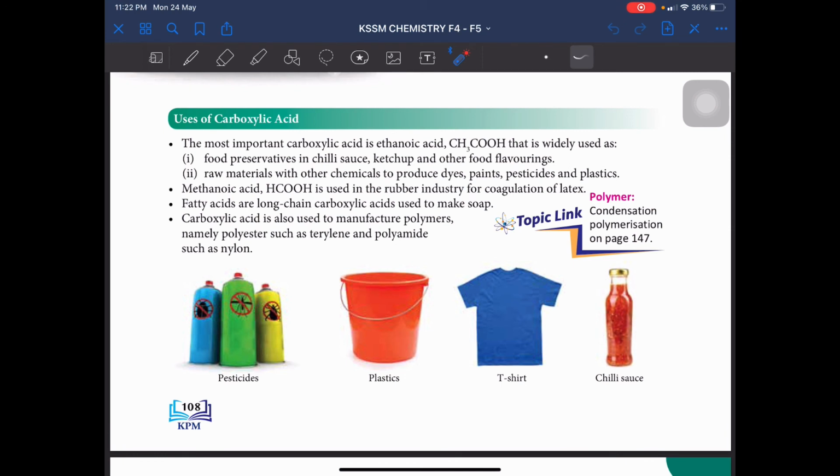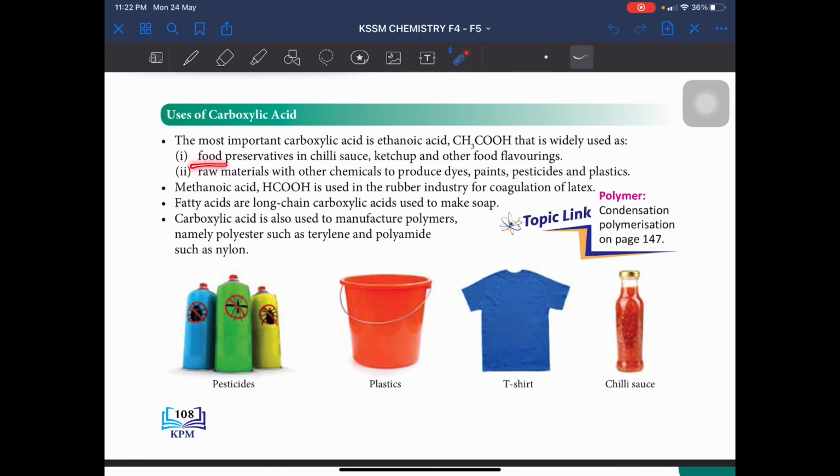Okay, I almost forgot. Uses, kegunaan. The most important carboxylic acid is ethanoic acid. You see, balik-balikan, I told you just now, ethanoic acid adalah most common. This one is widely used, sangat luas digunakan sebagai preservative, iaitu pengawet makanan in chili sauce, ketchup and other flavorings. Okay, ethanoic acid ada dalam food preservative. And then ethanoic acid is also widely used as raw materials with other chemicals to produce apa? Menghasilkan dyes, warna lah, paints, pesticide racun serangga, and plastics.